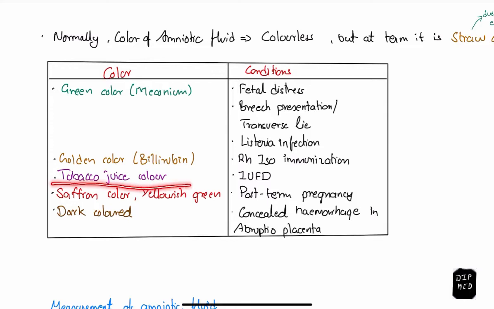Tobacco juice color is seen in intrauterine fetal death. Saffron color or yellowish green is seen in postterm or postdated pregnancy. Dark maroon color is seen in concealed hemorrhage due to abruptio placenta.